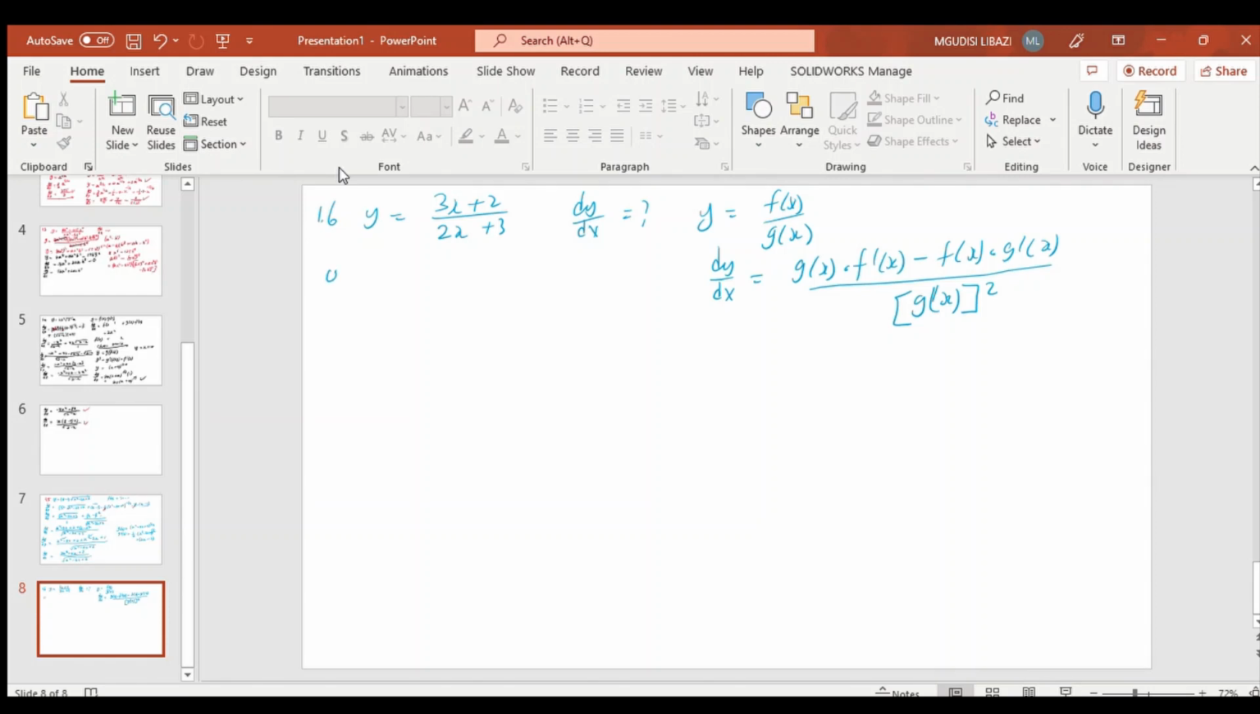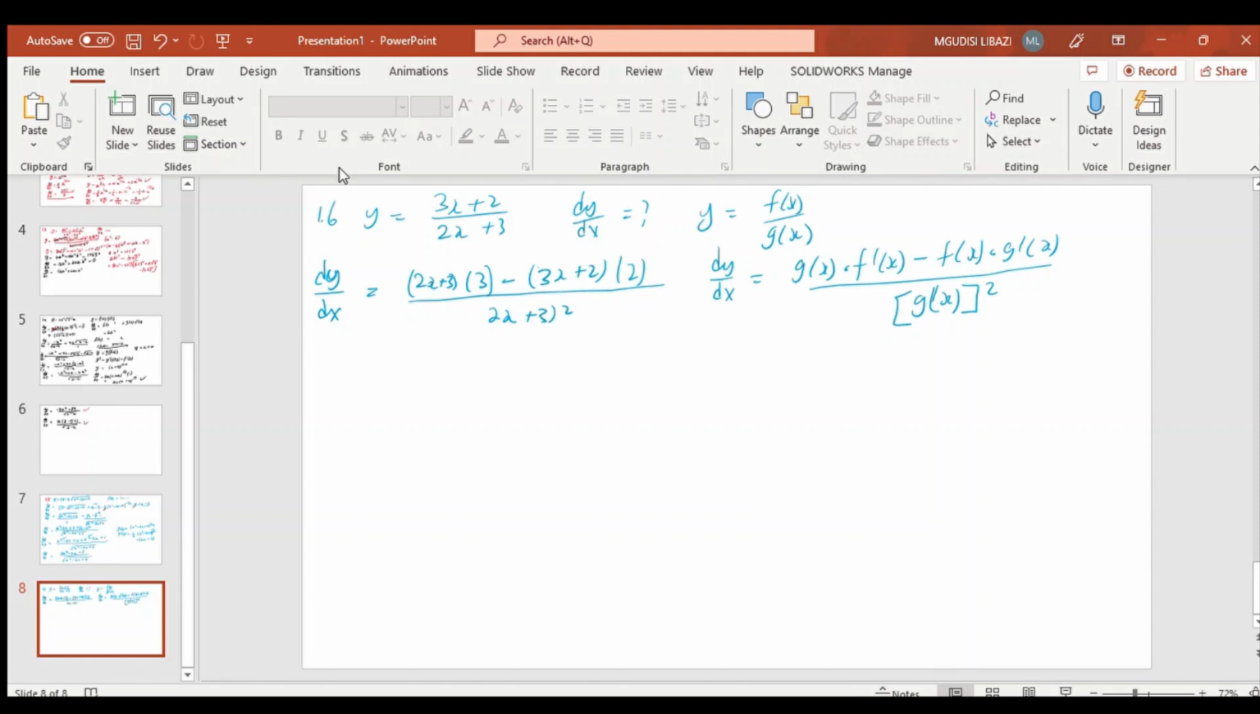So dy over dx is going to be: we take the 2x plus 3 and multiply by the derivative of 3x plus 2. The derivative of 3x is 3, and the derivative of 2 is a constant, so it's 0, and then we say minus. Now we take the 3x plus 2 as it is, and multiply by the derivative of the denominator 2x plus 3, which is 2, because the derivative of 2x is 2 and the derivative of 3 is 0, because 3 is a constant.